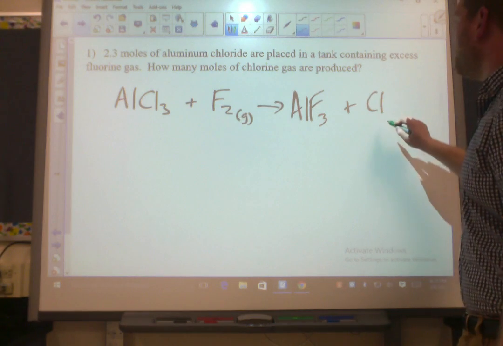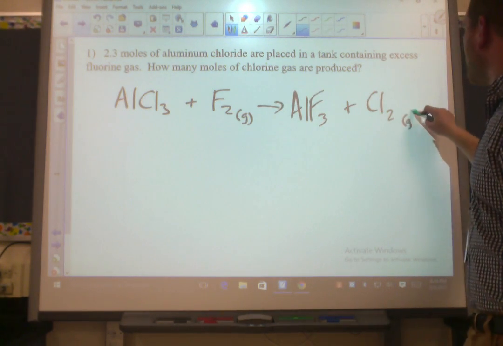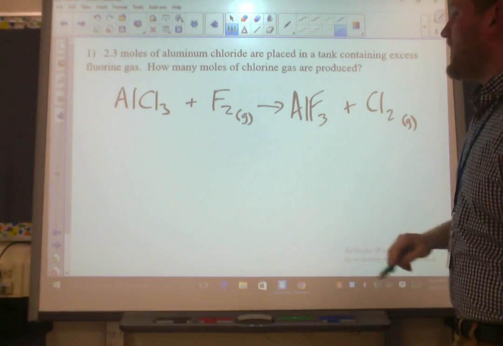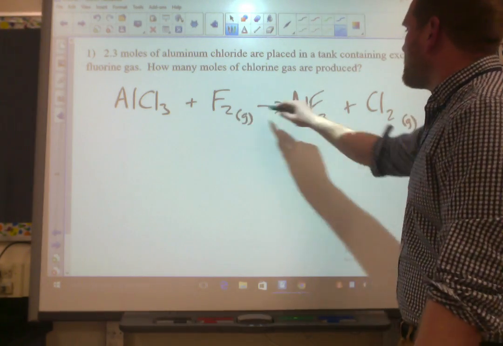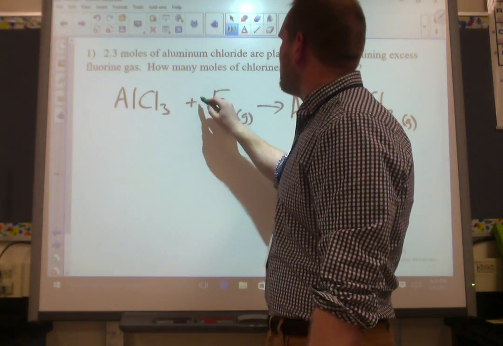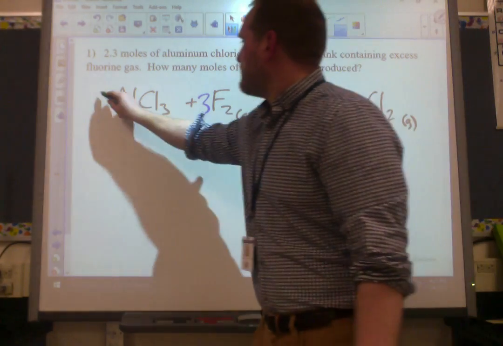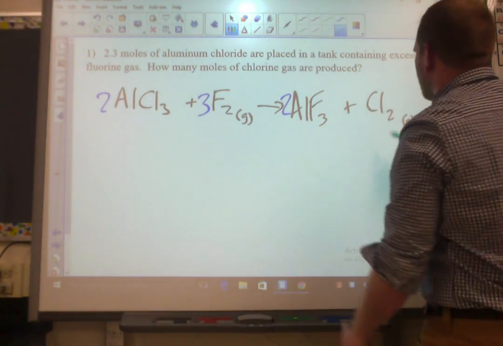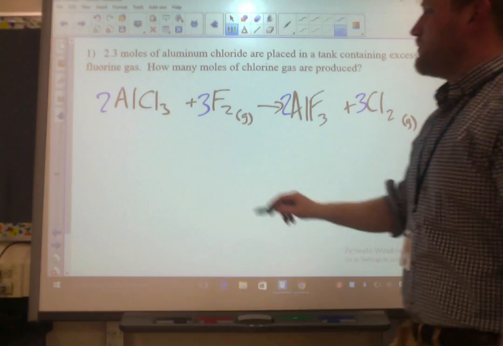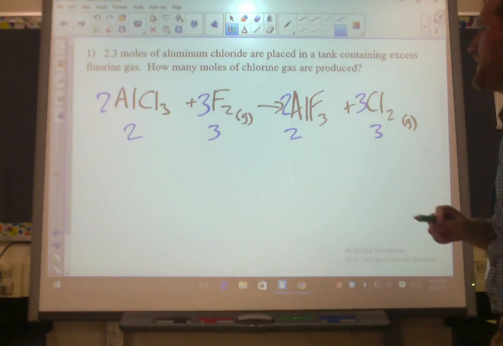The chlorine gets bumped, and since it's a Brinkelhoff, it is Cl2, and I told you it's a gas here, so we can write that in. And now we go back and balance it, so I'm seeing 2's and 3's. When I see 2's and 3's, I think 6. So I want to get my fluorines to 6 by putting a 3 there and a 2 there. That brings my 2 aluminums, 6 chlorines, 6 chlorines. So my mole ratio is 2 to 3 to 2 to 3.